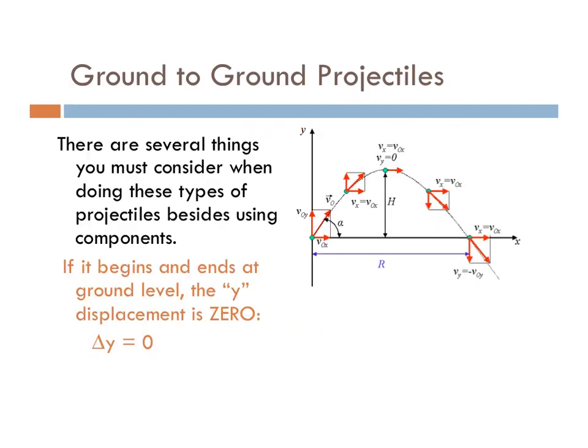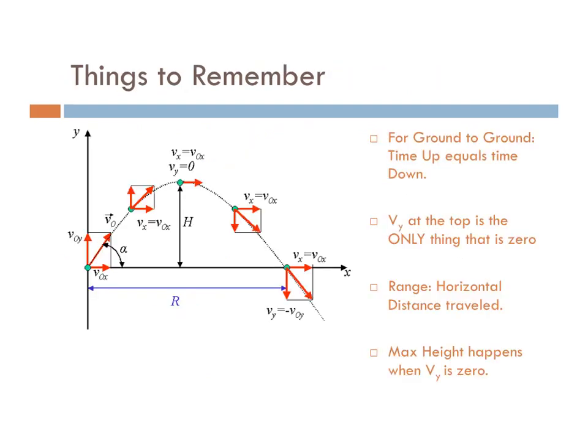Another thing to remember is that if you launch from the ground and end up at the exact same position, you have a displacement in the y direction of 0. A couple of other things. For ground to ground, the time up equals the time down. So sometimes it might be more convenient to solve for the time up and then just multiply that by 2 to find total time.